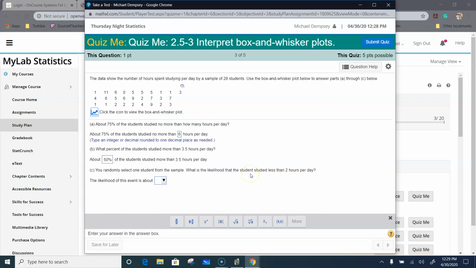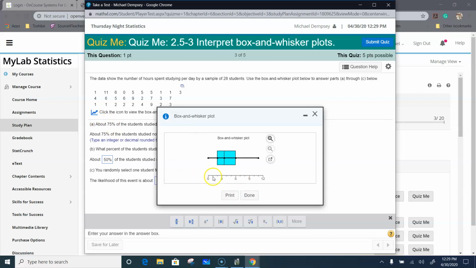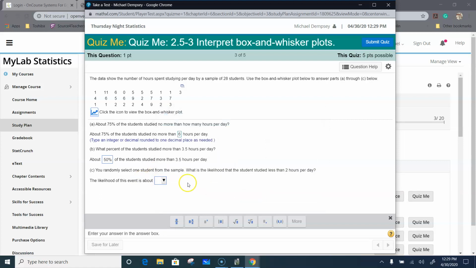Okay, you randomly select one student from the sample. What is the likelihood that the student studied less than 2 hours per day? So let's look at the box plot again. Less than 2. So I would guess 2 is around here, so all I can do is estimate 25%.